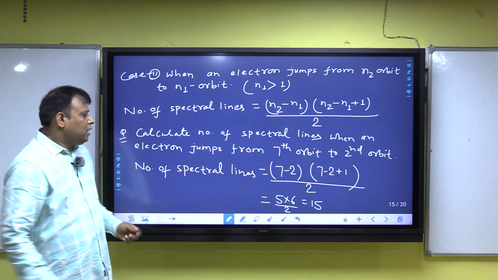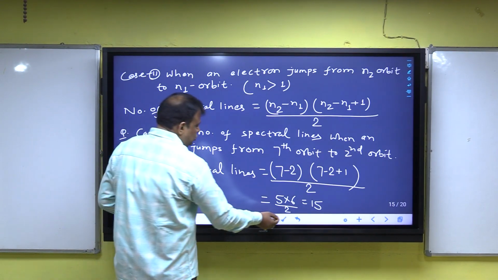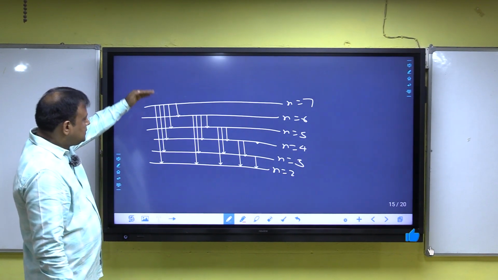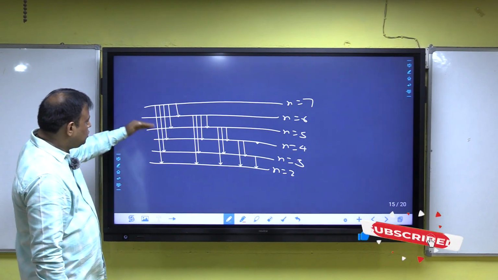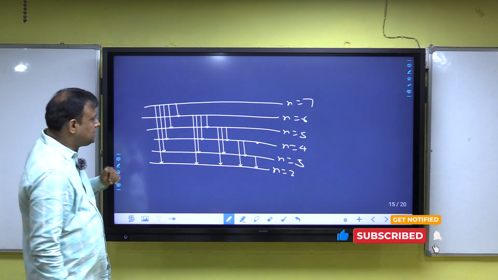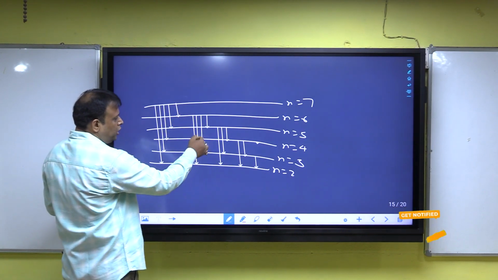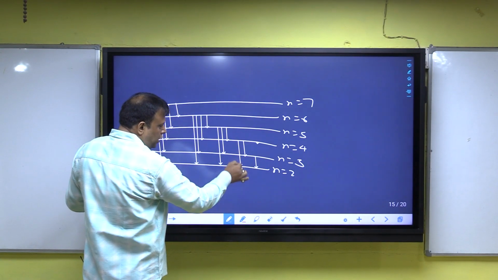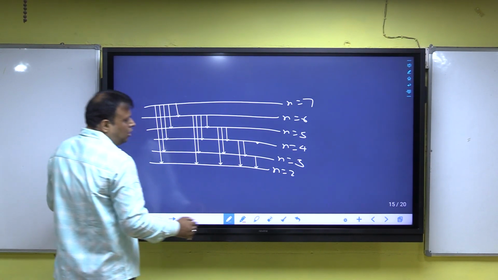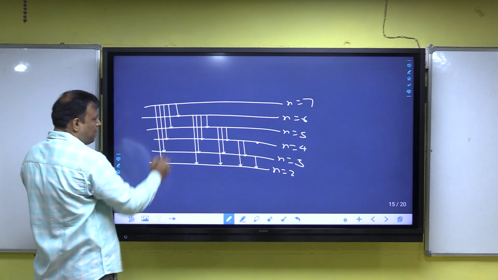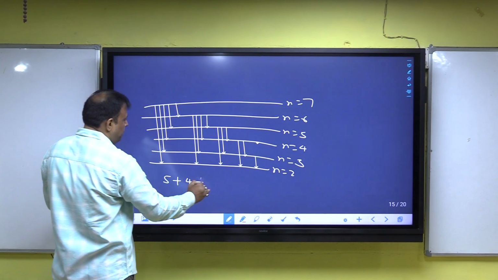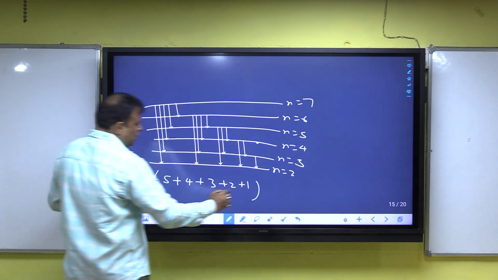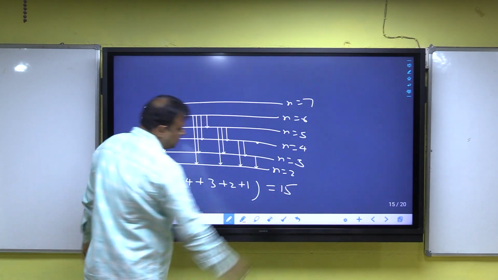And the explanation of the question. Listen: 7 to 2, 3, 4, 5, 6. 6 to 2, 3, 4, 5. 5 to 2, 3, 4. 4 to 3, 2, and 3 to 2. That means the number of lines is 5 plus 4 plus 3 plus 2 plus 1, and it is equal to 15.